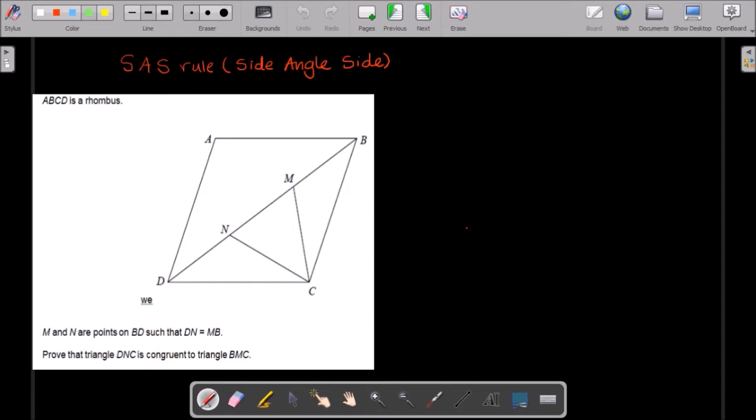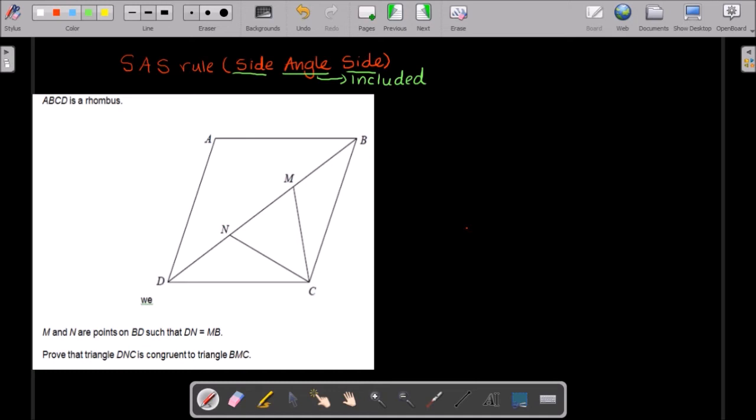In this case we're going to be using the SAS rule, the side angle side rule. But before we use this rule, there is a stipulation to this rule. And the stipulation is this angle has to be an included angle. Now for those of you not sure about what an included angle is, it's an angle made by the two sides which we're going to use. So we're going to use this side and this side, and those two sides will meet at a point to make an angle, and that's called an included angle.